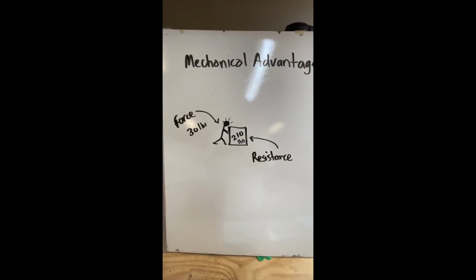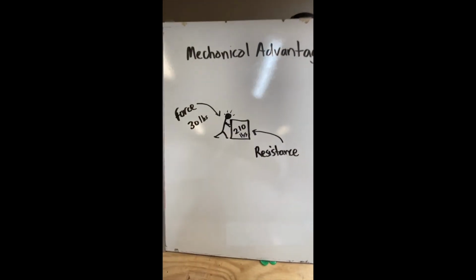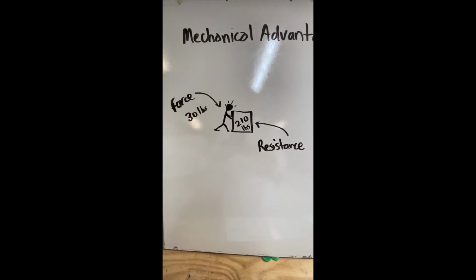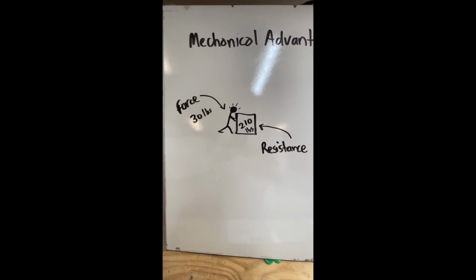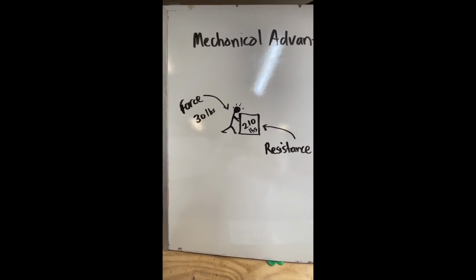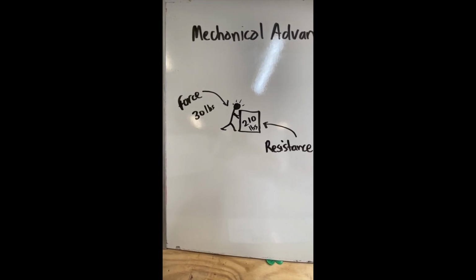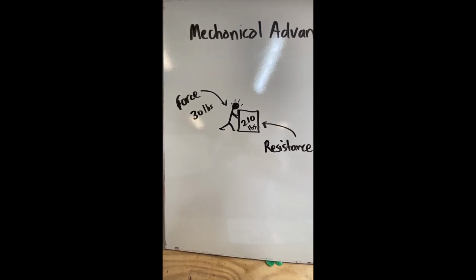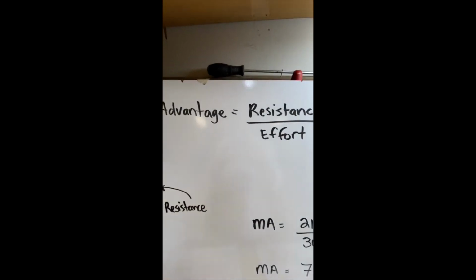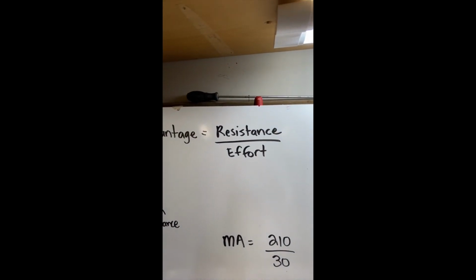So back to our mechanical advantage now. In this drawing, the resistance is the weight that needs to be moved. There's a box that weighs 210 pounds, and there's a scrawny guy trying to move it, and he is applying a force of 30 pounds. Remember that mechanical advantage is resistance divided by effort.